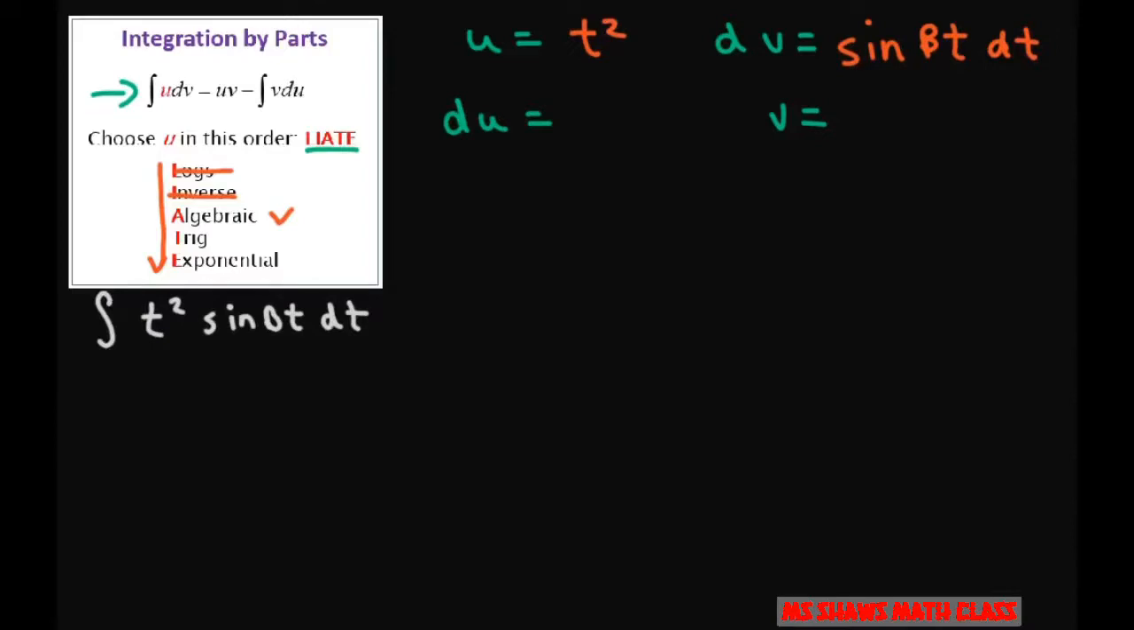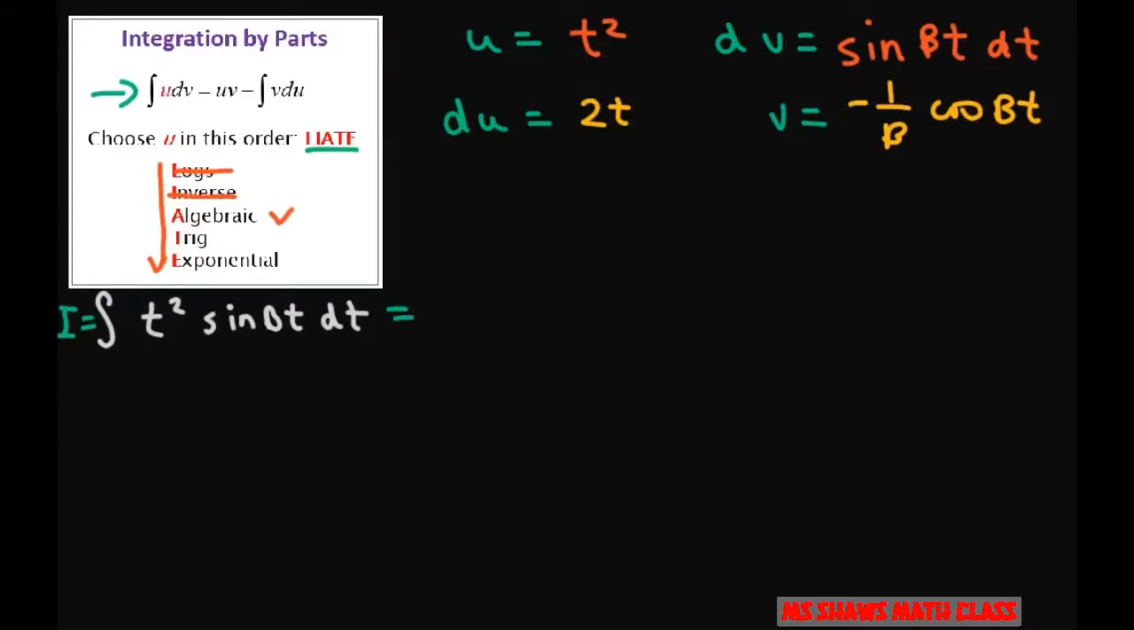Now, the derivative of u is going to be 2t, and the antiderivative of sine of beta t is negative 1 divided by beta cosine of beta t. Then you fill in the formula. We're going to have to do this twice. So the first integral, I'm going to write this as the first one.